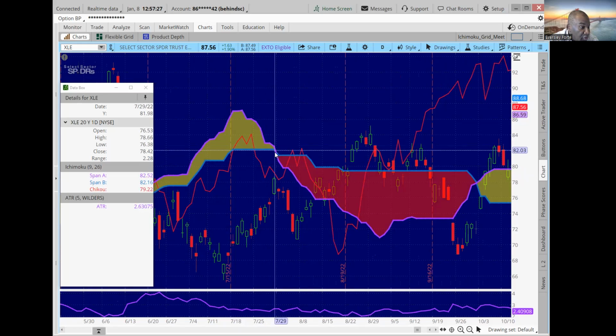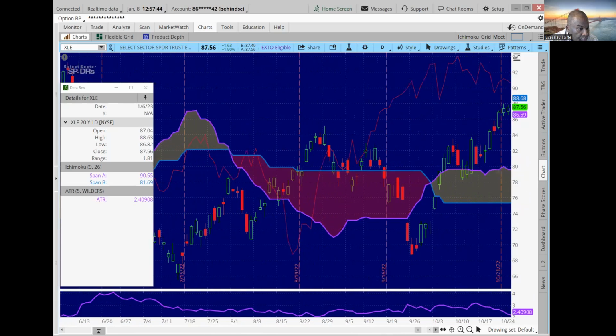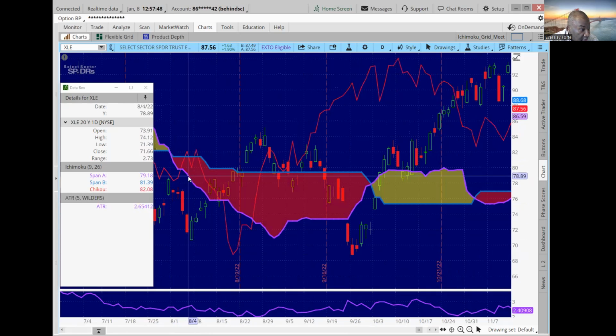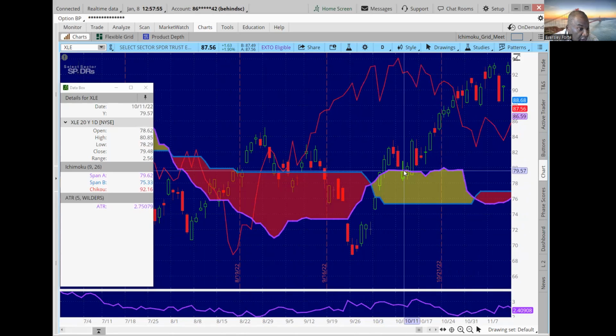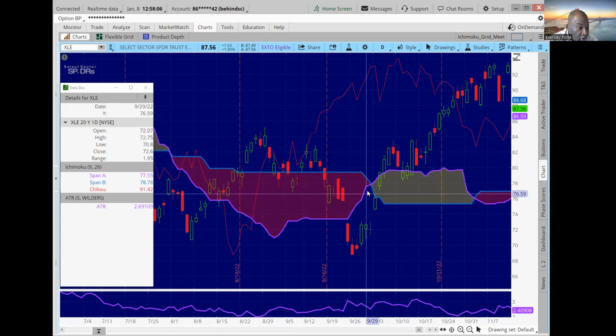When span A crosses below span B, these are just moving averages, okay? When A crosses below B, you have the bearish Kumo, the bearish cloud, and it's colored in red. When A crosses back above B, we have the bullish cloud. When A crosses back below B, we have the bearish cloud again. So every time these two lines cross, it creates either the bullish cloud or the bearish cloud, with A crossing above B for the bullish, A crossing below span B for the bearish. Any question about that? Just creating the cloud, okay?